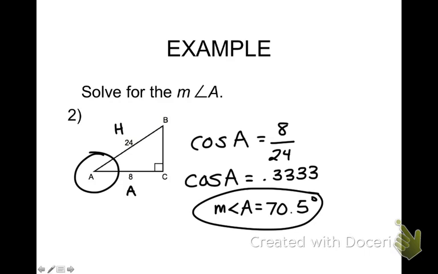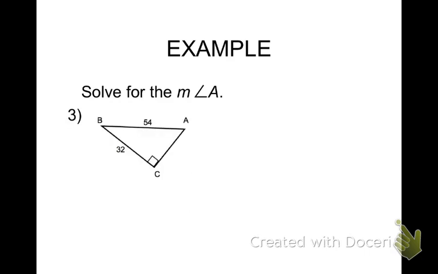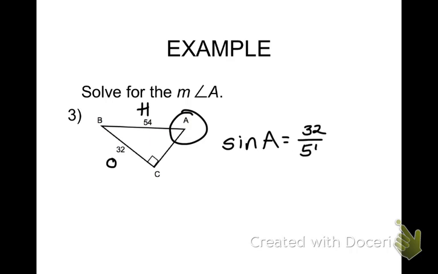Okay. All right, let's go to number 3. Which trig function are we going to use to find A in this case? Sine. Sine, yep, because here's your reference angle. 32 is the opposite. 54 is the hypotenuse. So the sine of my reference angle is equal to 32 over 54.